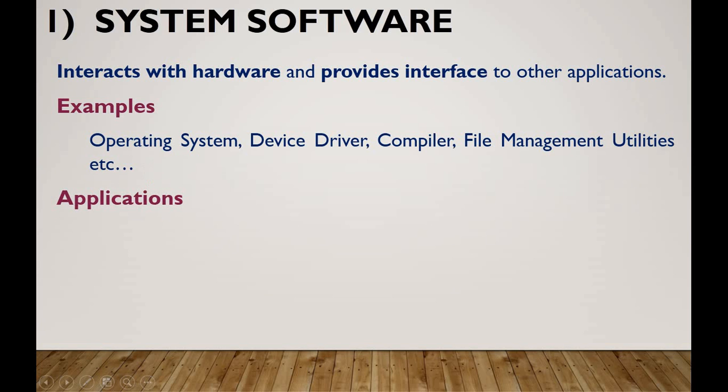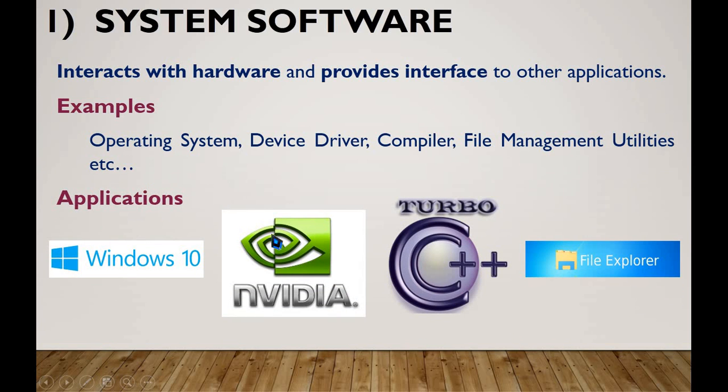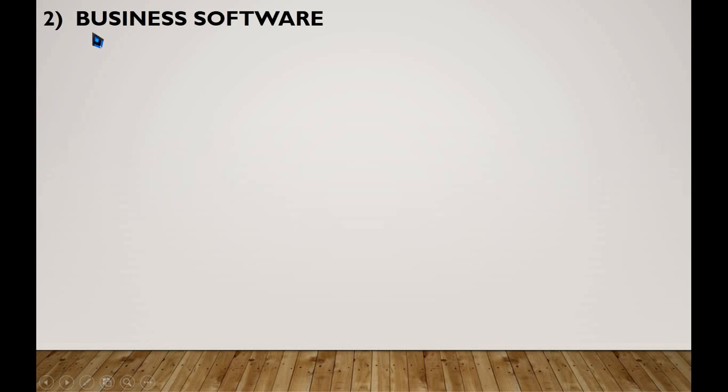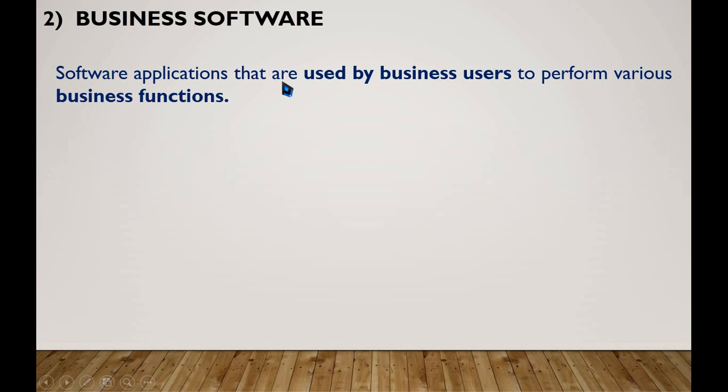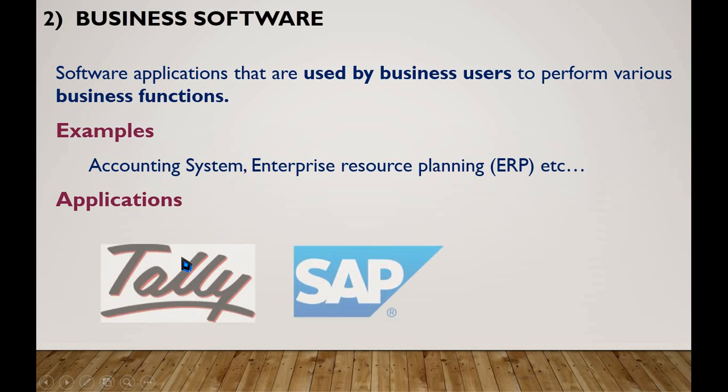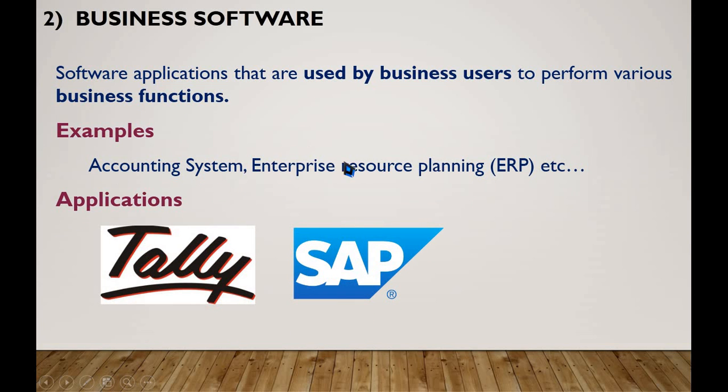Now let's see its applications. Windows 10 is an operating system, NVIDIA is a device driver, for Turbo C we can use compilers, and File Manager is a file management utility. So this type of software is known as system software. Second one is business software. A software application that is used by business users to perform various business functions is known as business software. Applications are Tally and SAP. For accounting systems and enterprise resource planning, we use Tally and SAP. So those are examples of business software.